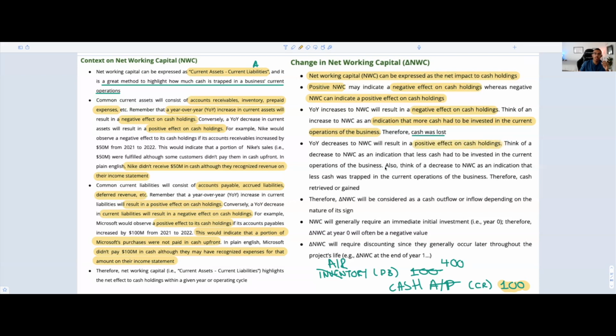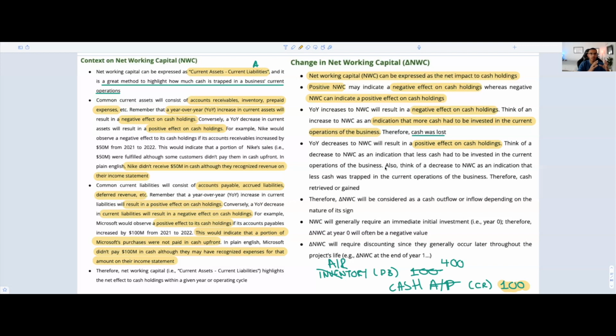And I want you to think of a decrease to net working capital as an indication that less cash had to be invested in the current operations of the business. For example, your inventory requirements are decreasing. Maybe you're faster with your inventory. Or for example, your accounts receivables decreased such that you're getting your money better. You're actually not losing money that's being trapped in the business.